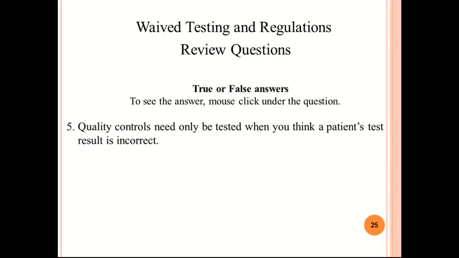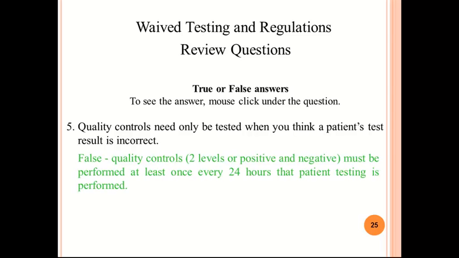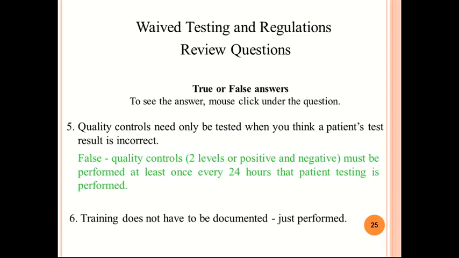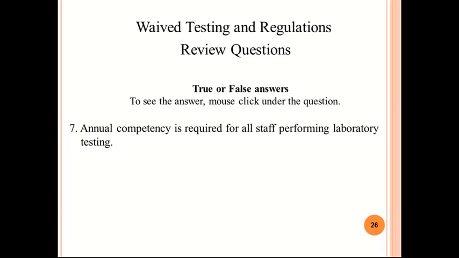Number 5, quality controls need only be tested when you think the patient's test result is incorrect. That is false. Quality controls on two levels, both a positive and a negative, must be performed at least once every 24 hours that patient testing is performed. Number 6, training does not have to be documented, just performed. That is false. All training and competencies must be documented for JCAHO. Number 7, annual competency is required for all staff performing laboratory testing. That is true.